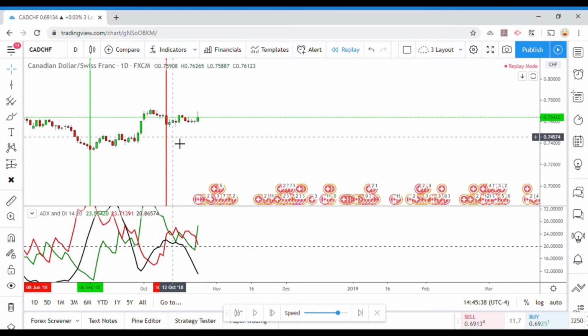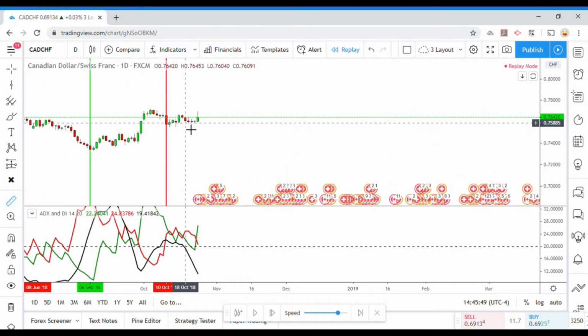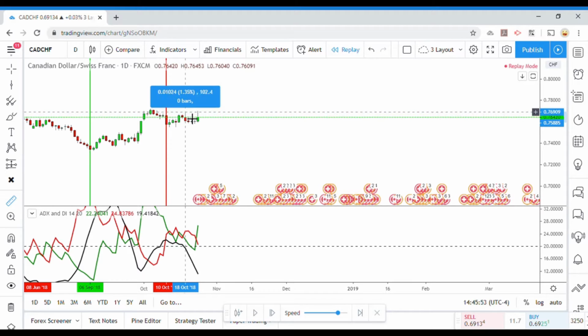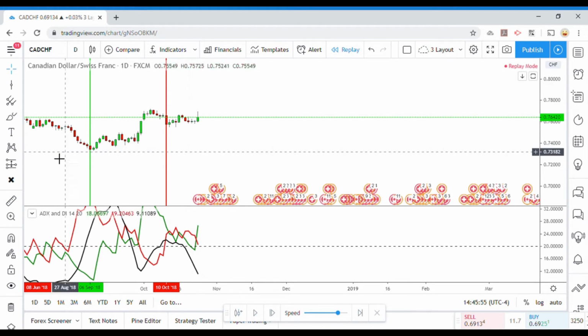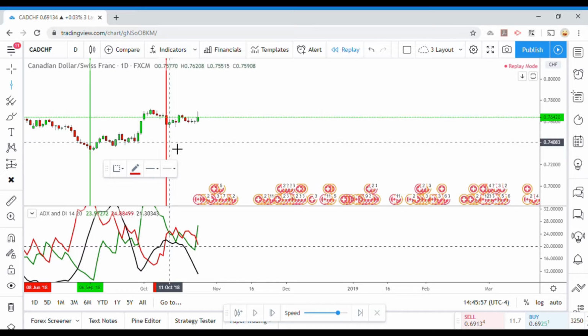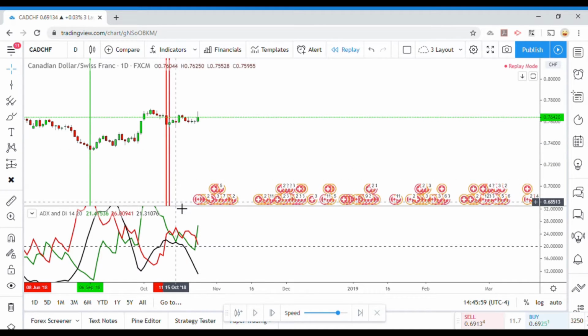Does not look like we got it. 75.90 is the open of this candle. The low of this candle is 75.52. So no, we did not get that. It looks like it took off. Yep, that's what I thought. Turned right around and gave us a stop right there.